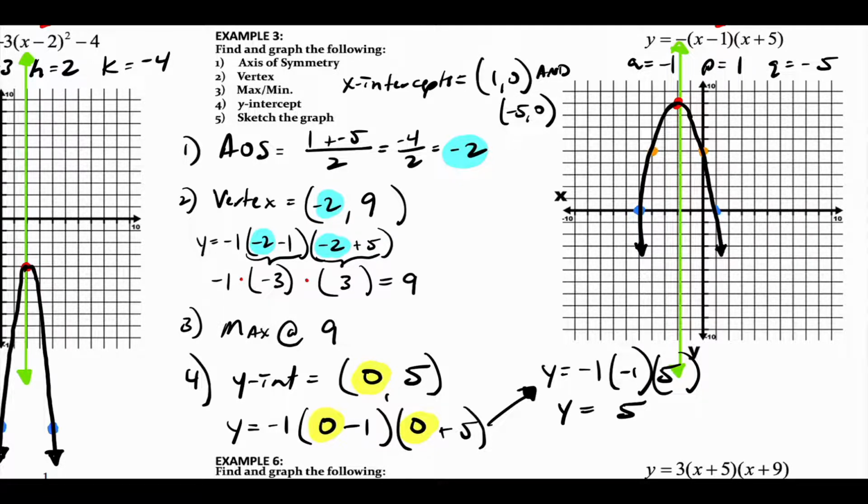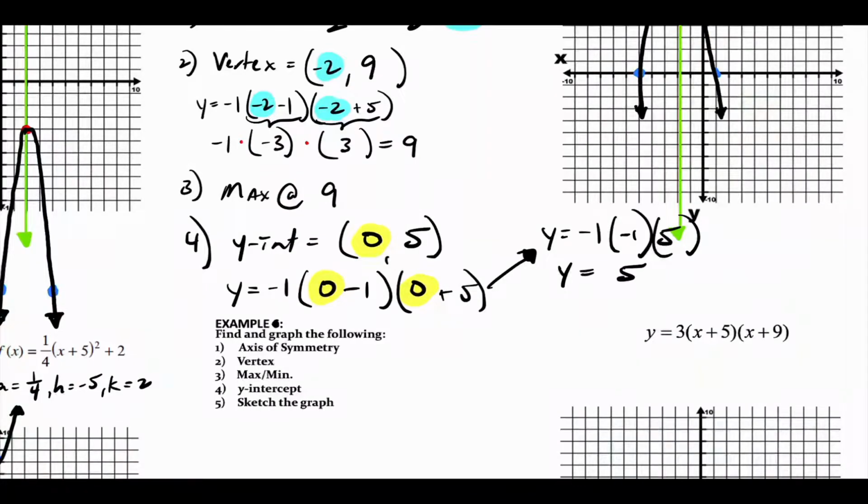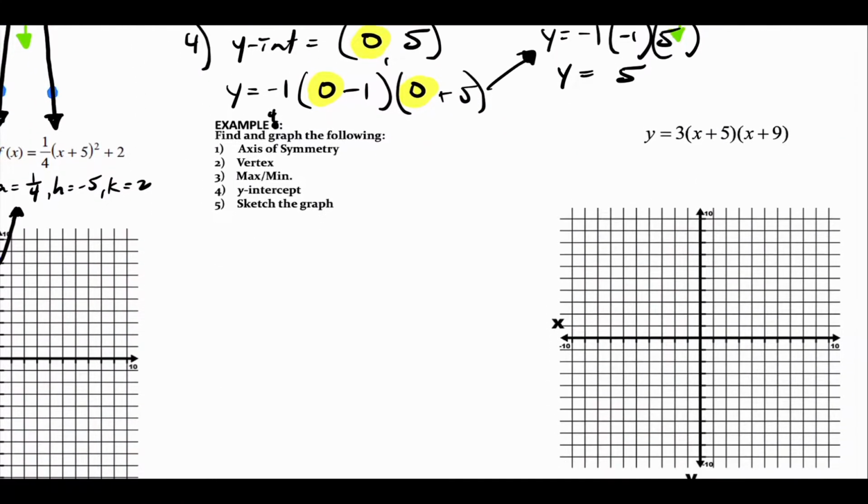Okay. All right, last one. Last one, then we're done. It says example number 6. I don't know why it says example number 6. It should say example number 4. Don't know why.